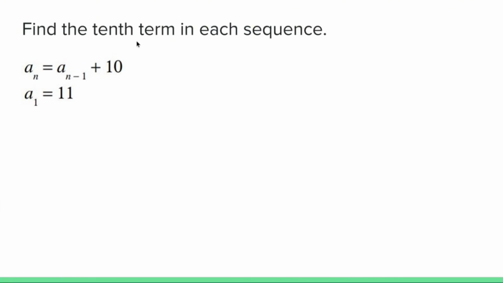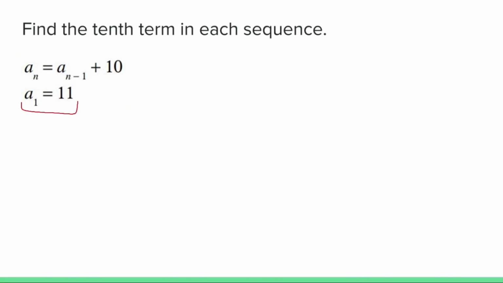Find the 10th term in each sequence. All right, so I'm going to do this very old school, nothing crazy. This is a recursive arithmetic sequence. I hate these. And for me, this is the best way to do it. If this is your first term, what this is telling you is to get to the next term, you just add 10. So if I wanted a sub 2, I would do a sub 2 minus 1, which is a sub 1, plus 10.